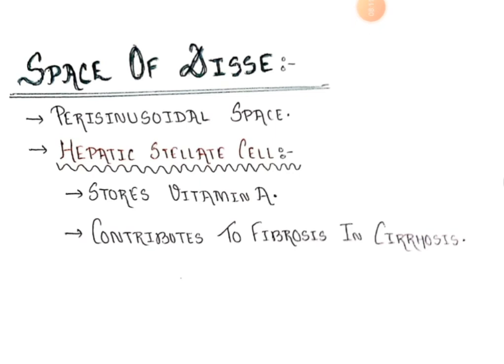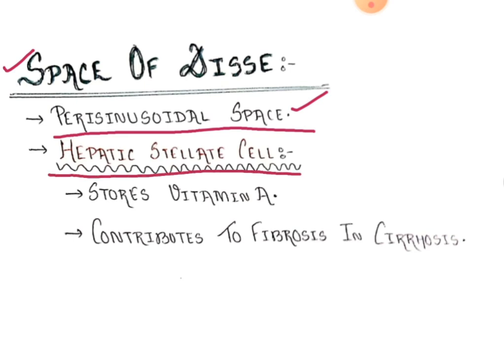And finally we will see the space of Disse. The space of Disse is the perisinusoidal space, the space which is located between the sinusoids and the hepatocytes. The space of Disse contains a special type of cell which is known as the hepatic stellate cell.